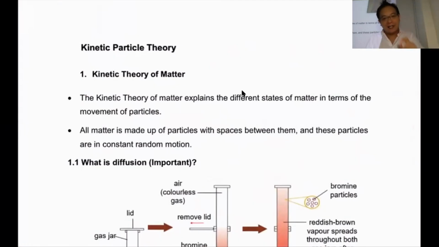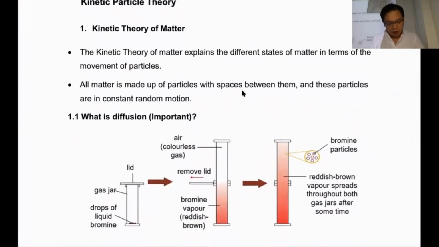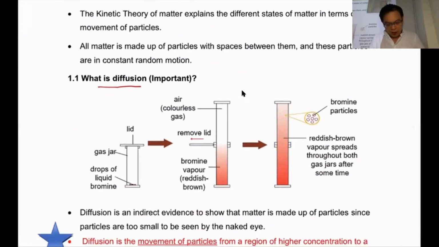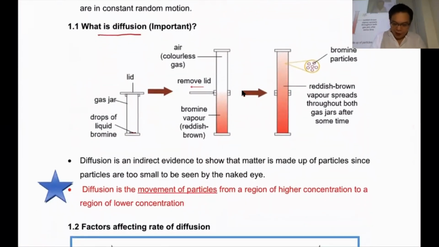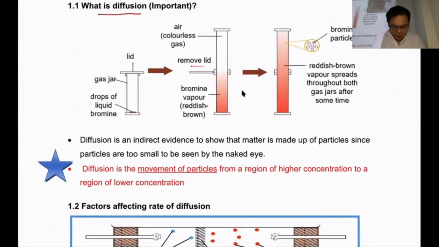Basics. Okay, let me highlight to you some of the key important points. The first important point in kinetic particle theory is the law of diffusion. So what's the meaning of law of diffusion? Well, let's highlight the definition together. The law of diffusion simply means the movement of particles from a region of higher concentration to a region of lower concentration. That is simply the definition.